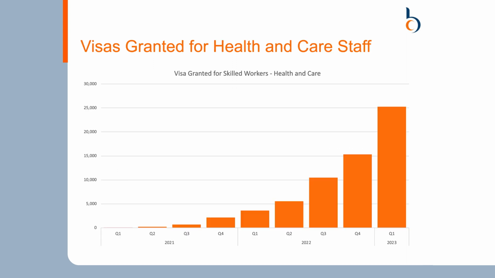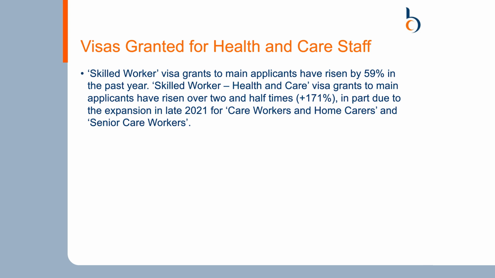Drilling down, this is the skilled workers health and care. So this is the number of visas granted by quarter. So you can see a massive increase. It's gone from, well, nothing in quarter one of 2021 to 25,000 in the first quarter of this year. Skilled worker visa grants have gone up by 59%, and the skilled worker health and care visa grants to the main applicants have risen over 2.5 times.